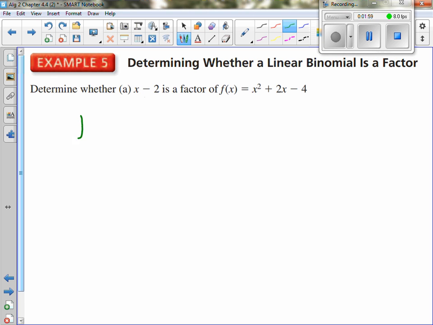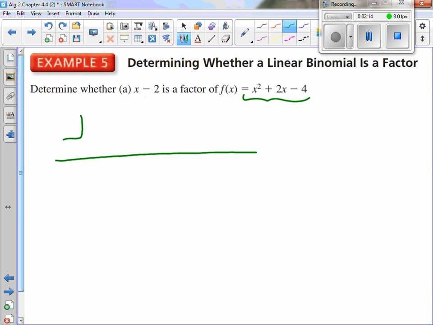So when we look at this first one here, I'm just going to go straight to synthetic division. Because if, after we do synthetic division, the remainder is 0, then it is a factor of the polynomial. So our numbers going across the top are going to come from this polynomial here. So we'd have 1, 2, and -4, and we would drop the 1.